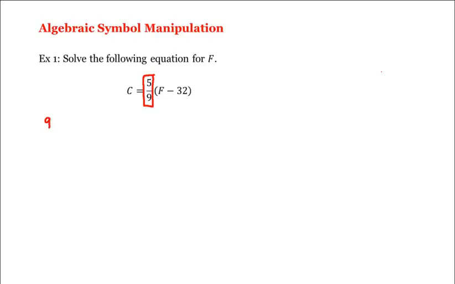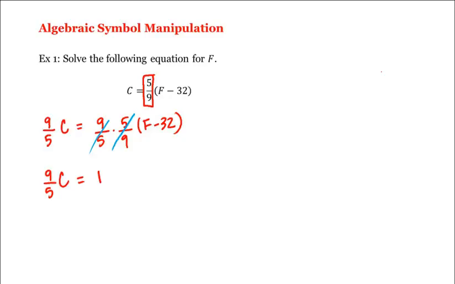That is, we have 9/5 times c is equal to 9/5 times 5/9 times f minus 32. And 9/5 times 5/9 is 1, so these fractions will cancel, which leaves us with 9/5 times c is equal to f minus 32.